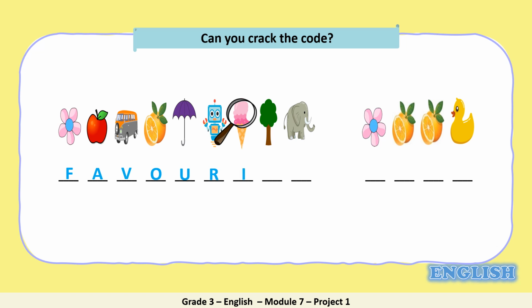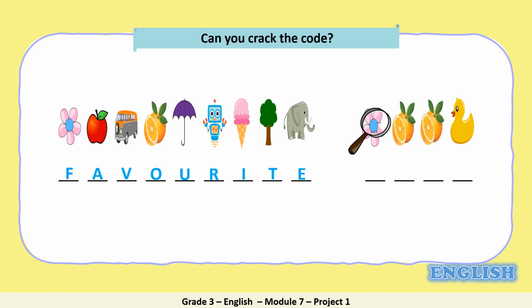The next letter is one of your favorites, I'm sure. It's I for ice cream. The next letter is T for tree. And the last letter is E for elephant. So the first word of our title is favorite. Well done. Let's look at the second word.